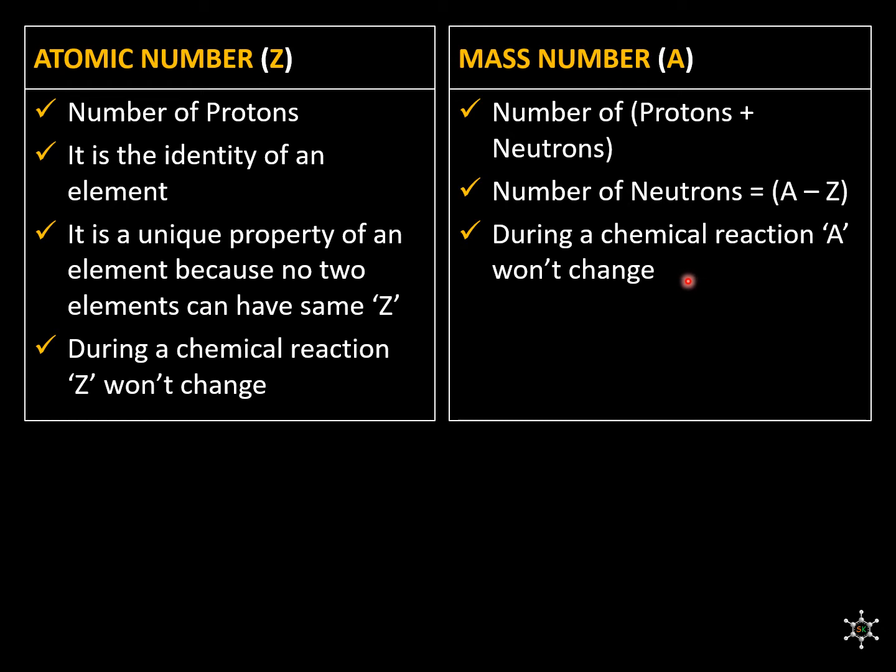inside the nucleus. To represent an element with atomic number and mass number, we use a symbol like this or like this. All the time, atomic number Z will be mentioned as a subscript either on the left hand side of the element symbol or on the right hand side of the element symbol. Mass number A always sits as a superscript on the left hand side of the element symbol.